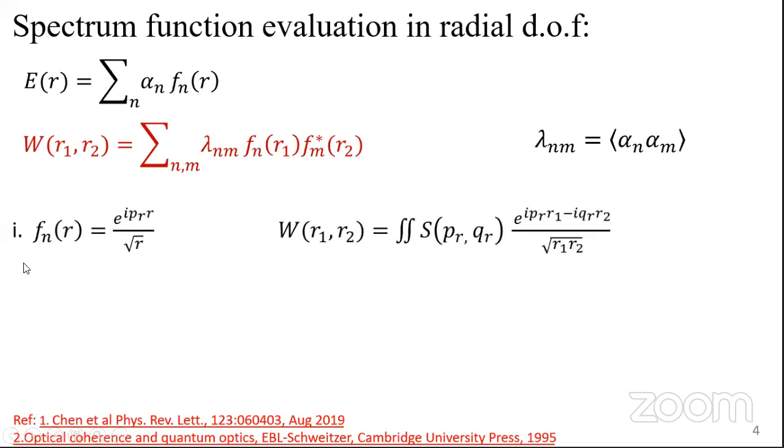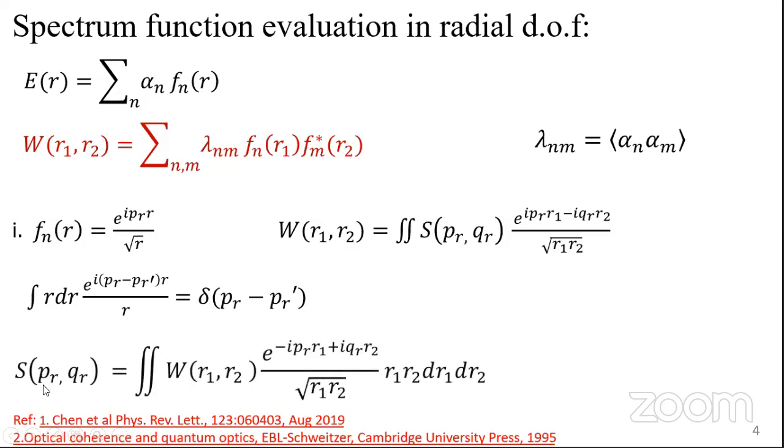So let us first take this F_n(R) as e to the power i P_R R by root R. This is the radial momentum eigenmode, where P_R is the radial momentum. So by incoherently adding the different F_n(R) modes, we get W(R1, R2) as this. And using the orthonormality relations for this kind of modes, which is basically the Fourier transformation, we get the expression for S(P_R, Q_R) like this. So we are basically multiplying this factor over here and here, and then integrating over R1 and R2 to get this out from W(R1, R2).